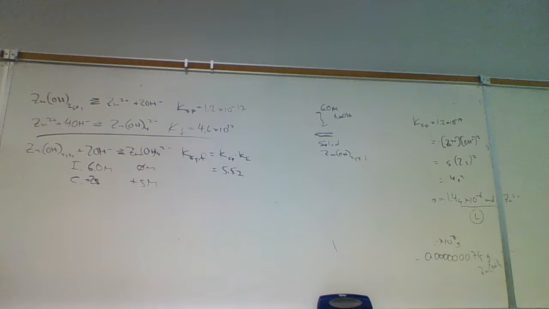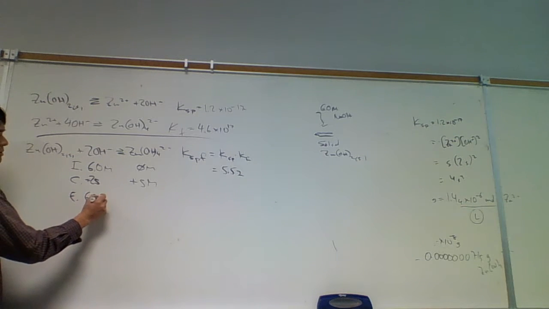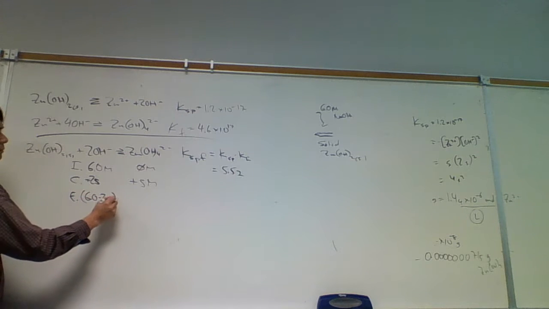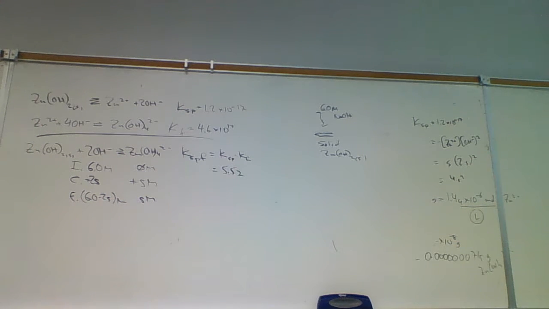And so this is why we call it S, because we're going left to right. Left to right is how much of the solid can you dissolve. If we're going right to left, if we're looking at a precipitation, we wouldn't use S, we'd use X for that. And so equilibrium is going to be 6.0 minus 2S molar and S molar. Well, where do I put in the 10 drops? Where I put in the 10 drops, that screws people up all the time, is people want to start with that.